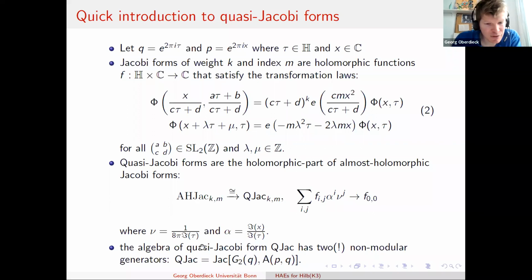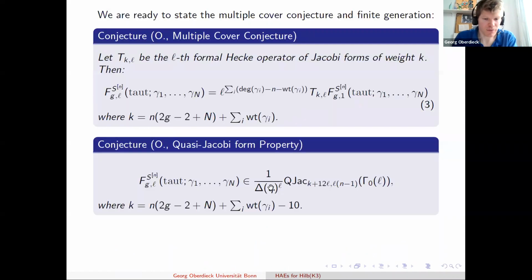And so then you can form an algebra of quasi-Jacobi forms, where the weight spaces, with weight k and index m, are finite dimensional spaces. Moreover, you have two free generators corresponding to these two non-holomorphic parameters, nu and alpha. So you have this G2 of Q, and you have this A of P, Q. So this is the algebra we will work with, and then you can formulate similar conjectures as I had before for the case of the Hilbert scheme.